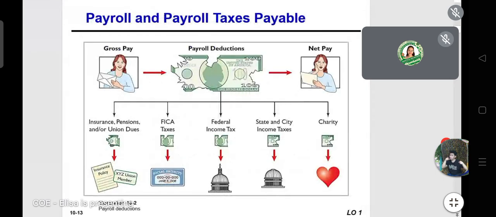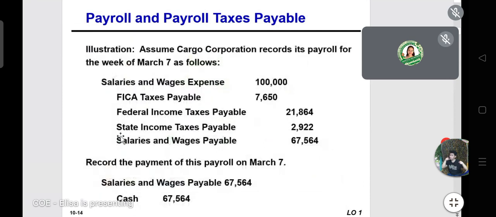In this illustration here, this is for the US, but it is definitely the same concept. So you have your gross pay minus your payroll deductions, and you will receive the net pay. And then the payroll deduction will have details. In our case, we may have mandatory deductions for SSS contribution, for Pag-ibig, for PhilHealth. What else? Tax, that is income tax.